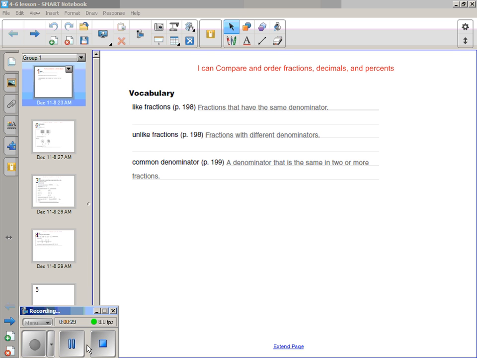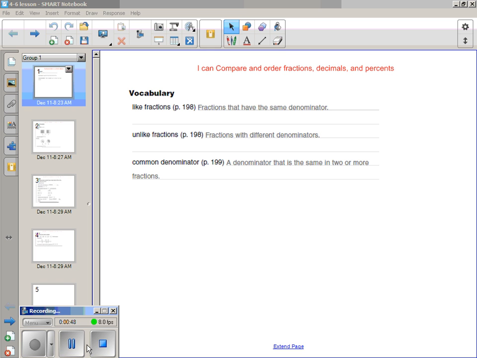And so that means that we can find fractions that are out of 100. We can also find decimals that are out of 100. And if we can do that, then we know they're percent. So on your MCAs, you're going to have to be able to do all three. For today's lesson, we need to know what are like fractions, what are unlike fractions, and what's a common denominator.